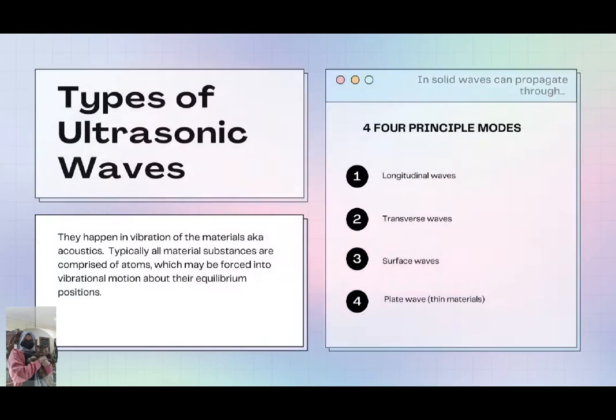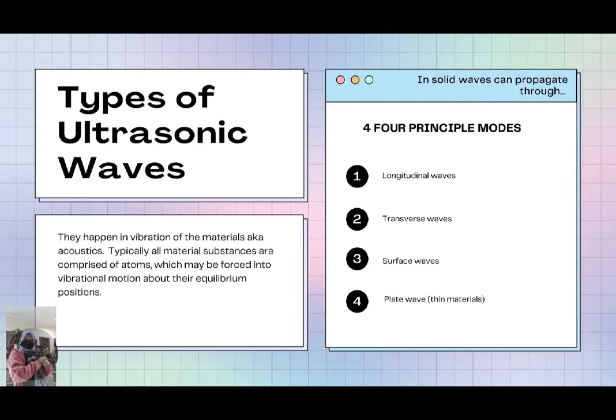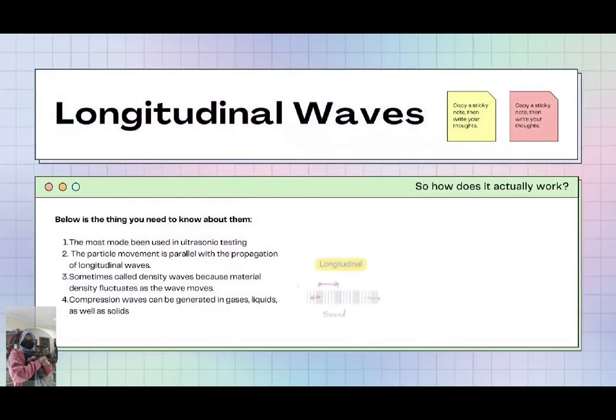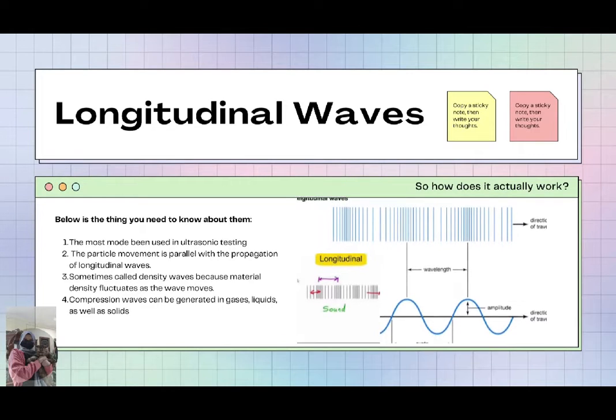The first one is the types of ultrasonic wave. We have 4 principal modes. The first one is longitudinal wave, second transverse wave, third surface wave, and the last one is plate wave. And then, for the first one, longitudinal wave.